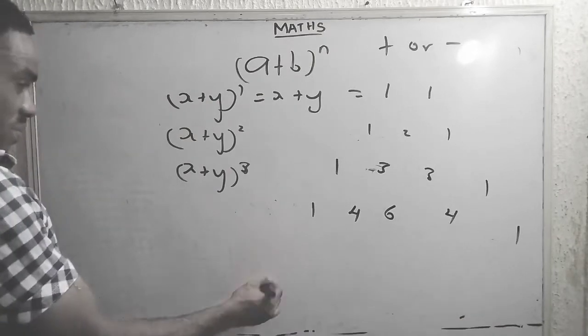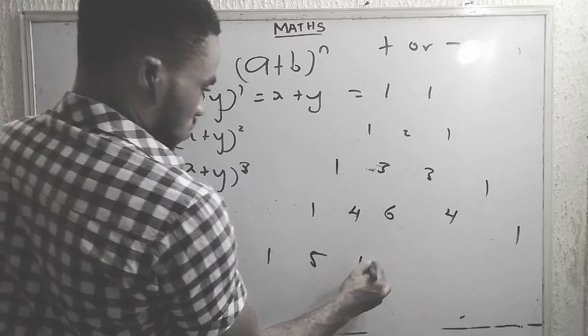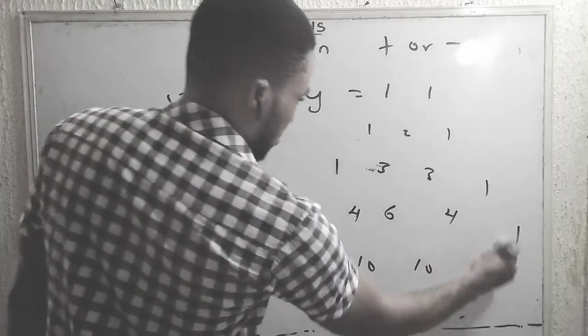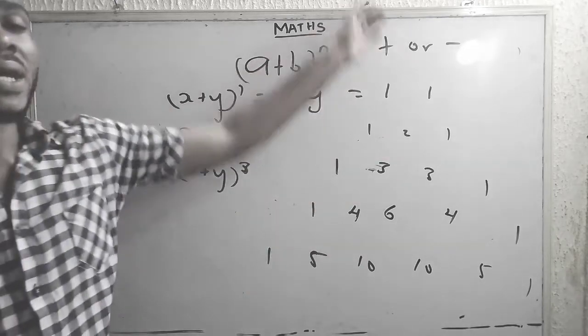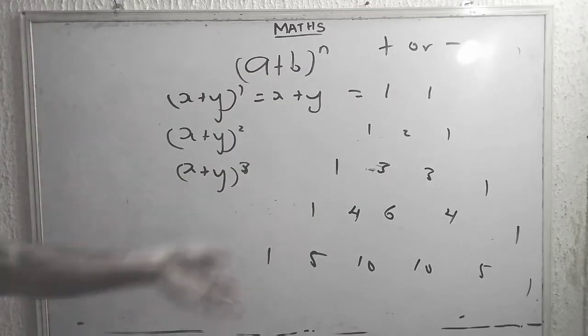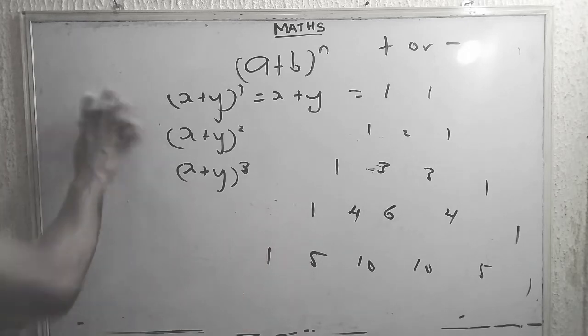If it's power 5, repeat the same thing again. I drop the 1. This is 5. This is 10. This is 10 again. This is 5, and this is 1. So that's how to get the coefficients of any particular expansion. Now I'm going to apply it to expand a particular binomial, so you see how it works, though it's not the main focus for today.